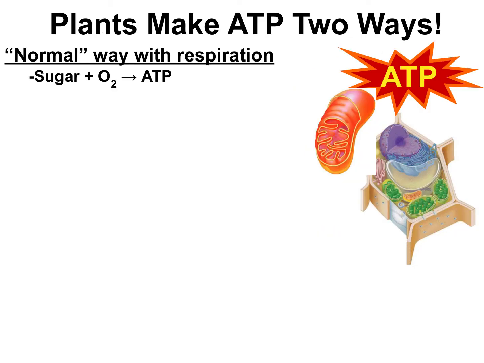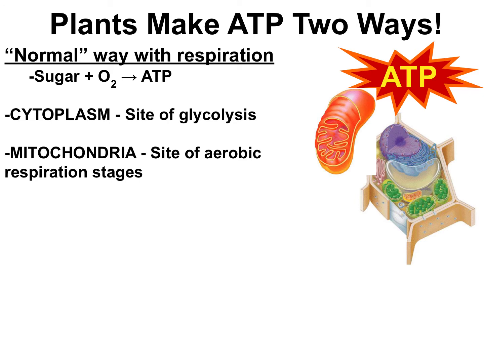In the very first video of the cells unit, I told you that all cells have three jobs: make ATP, make proteins, and make other cells. Now, plant cells are no different. Plant cells make ATP, but plant cells make ATP two different ways. First off, plant cells make ATP the same way as animal cells, by cellular respiration. In doing cell respiration, plants work like animal cells. The first stage, glycolysis, happens in the cytoplasm. Then the aerobic stages of respiration happen in the mitochondria. Plants have mitochondria. I'll remind you again later.